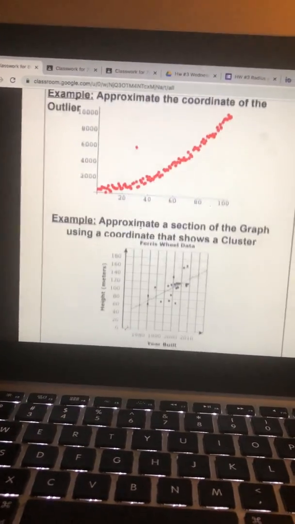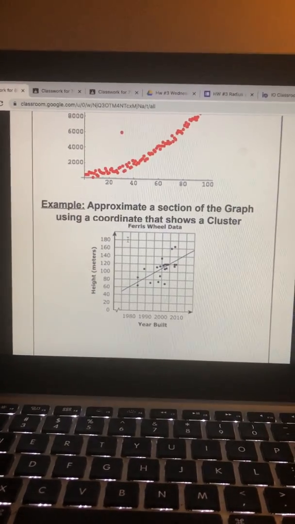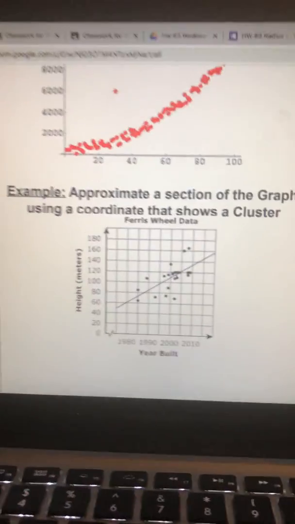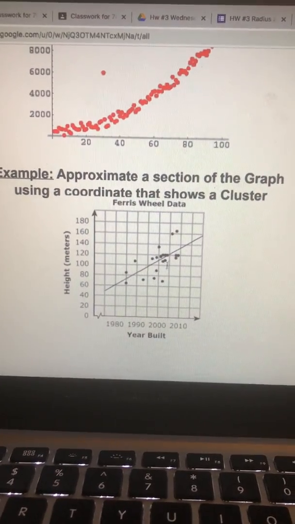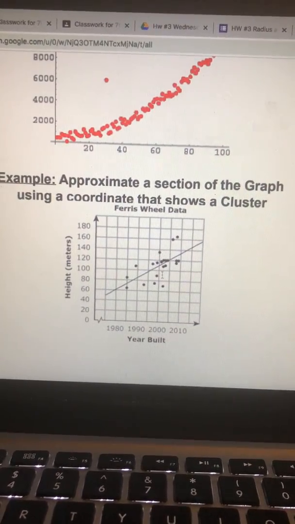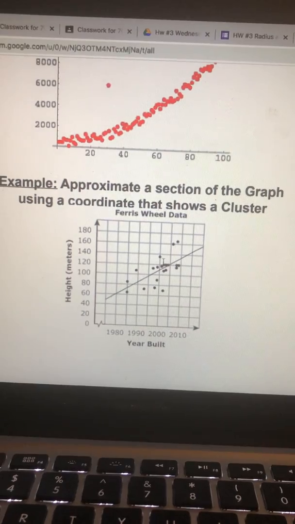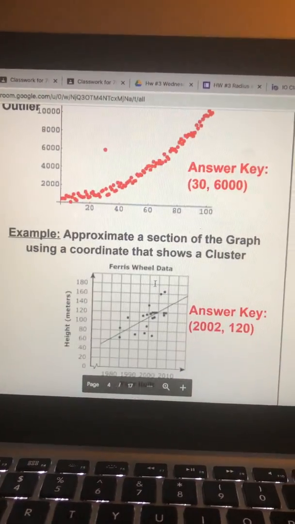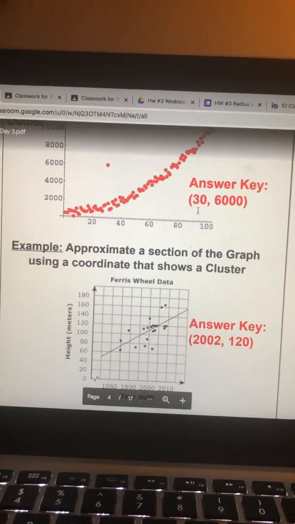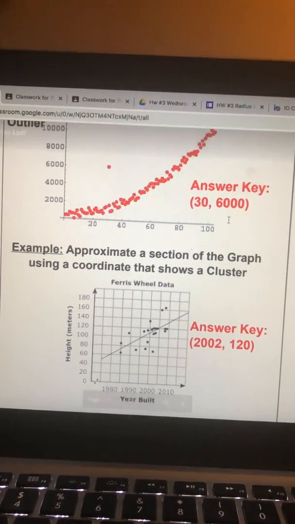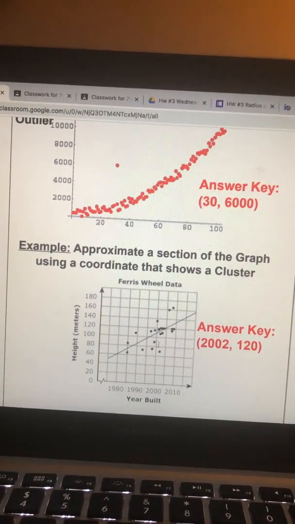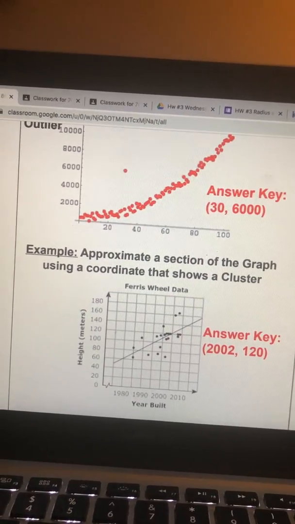Then here it asks you to identify a point that the cluster is around. If you notice in our graph, there seems to be a cluster happening around here. So you would just approximate a coordinate where this cluster is identified. Then if you scroll, you can see the answer key there. Again, that's the coordinate I already mentioned for your outlier, and here the cluster would have been around 2002 and 120.